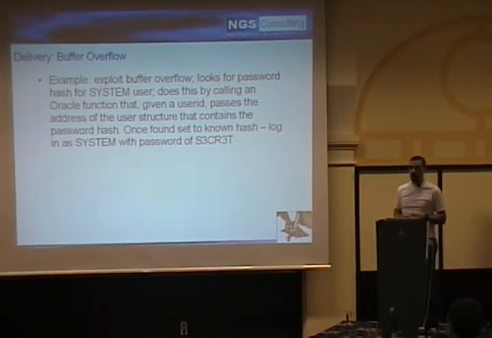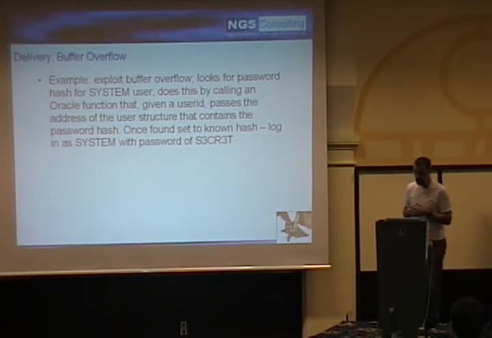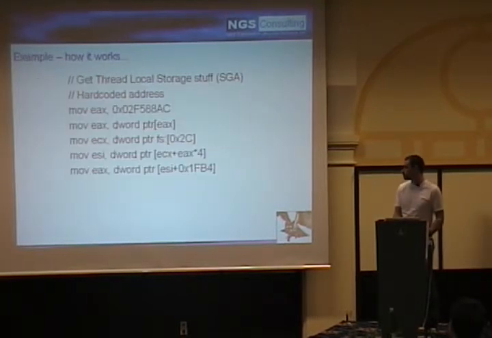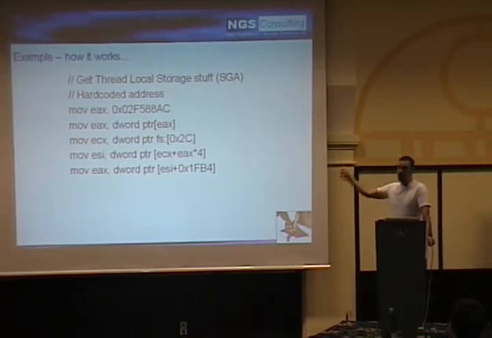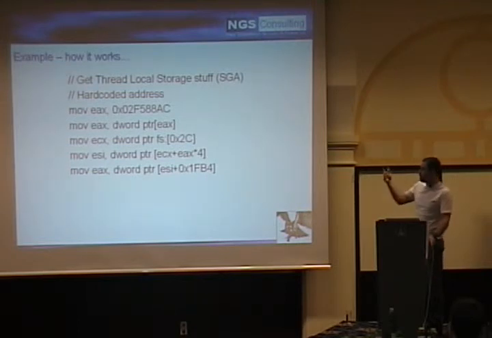in Oracle. It looks for the password hash for the system user, and it does this by calling an Oracle function that essentially hands me back some user structures in the SGA, and once it's found the password hash for the system user, it changes it to a known hash that essentially is a password of secret. So the way it works is basically we need a handle to the SGA stuff first. Now these are hard coded for this version of Oracle, but obviously to make it useful across all versions of Oracle, you need to avoid the hard coded address problem.